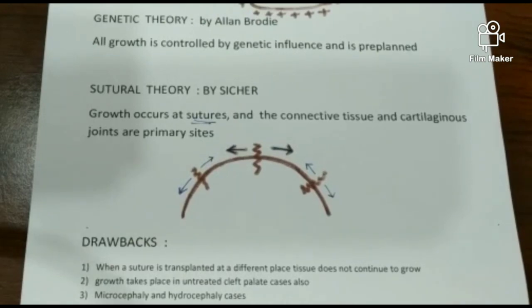Second theory, genetic theory, given by Alan Brody. He states that all growth is controlled by genetic influence and is pre-planned. Everything depends on genes. Third theory, sutural theory, given by Sicher.